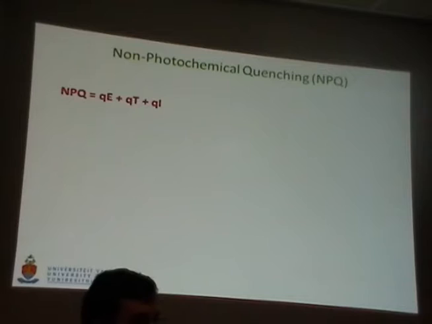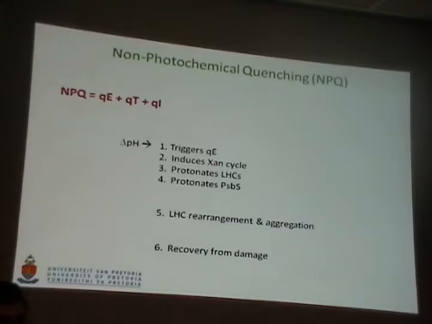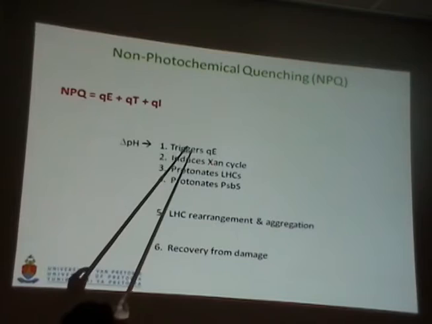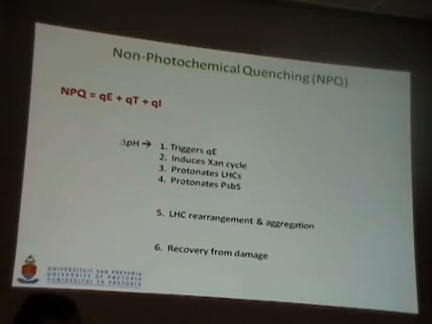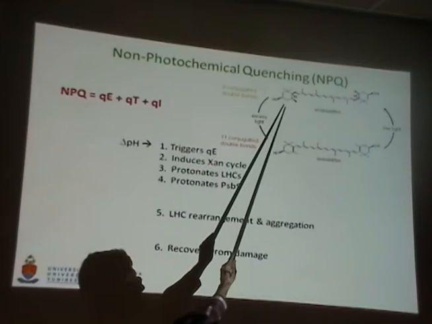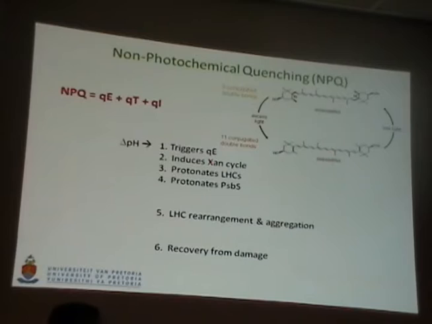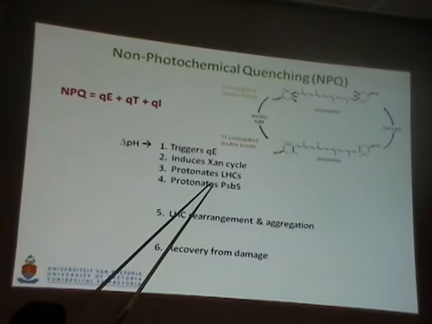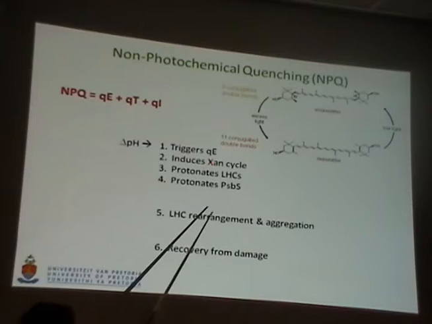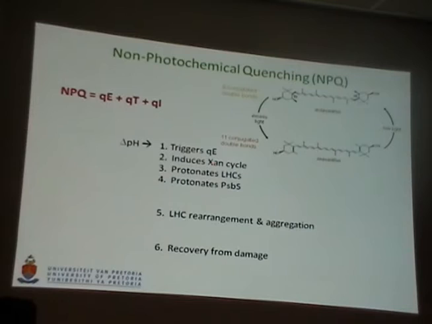Okay, I'm not going to go into detail on all of this, but just for you to appreciate the complexity. So the delta pH triggers the main component, which induces the so-called xanthophyll cycle, where violaxanthin, which you have under dim light conditions, is converted into zeaxanthin by an enzyme. The number of conjugated bonds changes, and thereby the function of this carotenoid changes. That also happens when you have too high a concentration of protons. The antenna systems are protonated, and another protein called PsbS is protonated. This whole rearrangement and aggregation of your antenna systems takes place, and eventually you also get recovery from damage.